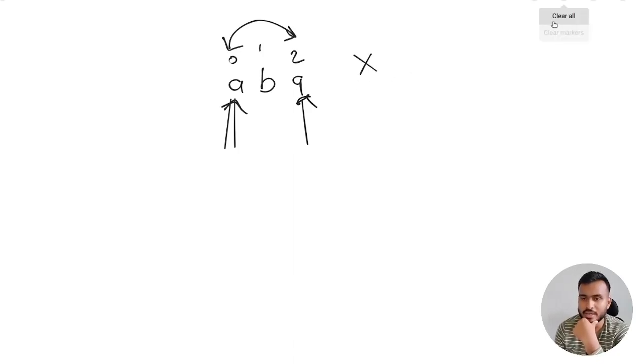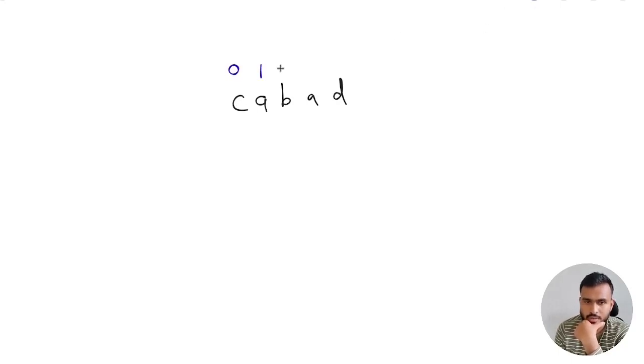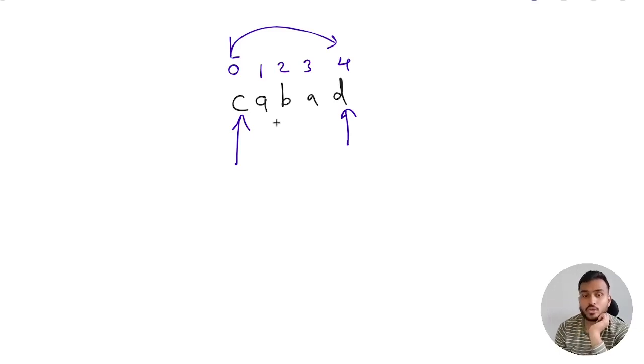So for example, let me give another example. Let's say I have this string CABAD. Now let me also write the indexes. So the indexes are 0, 1, 2, 3 and 4. Initially we'll have these two indexes with us, 0 and 4. Now we'll compare whether the letters at these indexes are equal or not. You can see the letters at these indexes are not equal in this case. It is C over here and it is D over here. C and D are not equal. So we can say that the string is not palindrome.